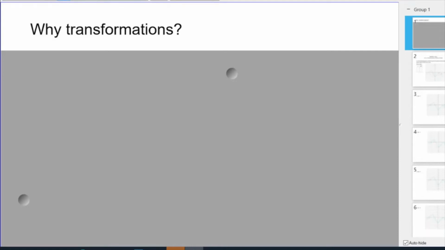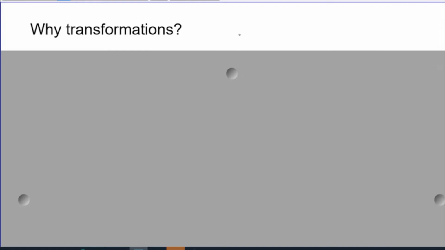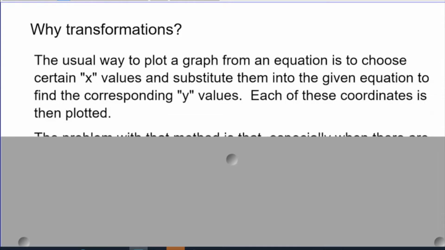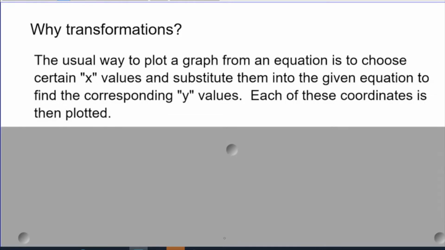Hello, everyone. In this lesson, we are going to look at transformations and why we use the transformation method to plot graphs. So the first question students might have is why use the transformation method? Well, the main reason is because the usual way to plot a graph isn't the best way depending on the types of transformations that are happening.